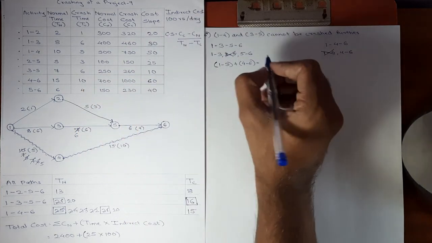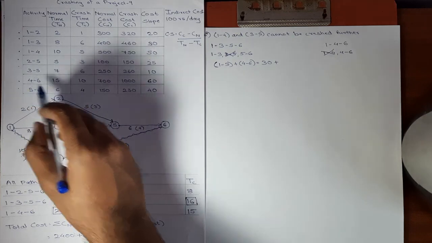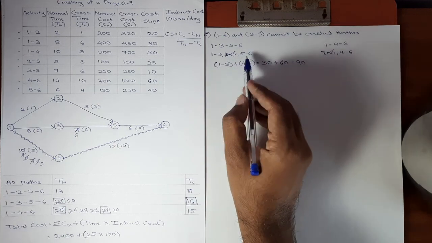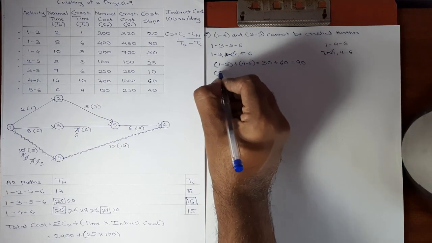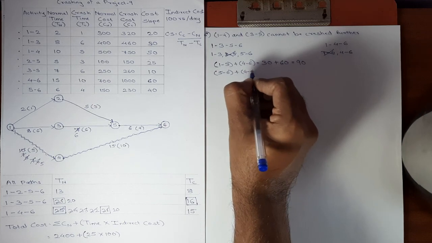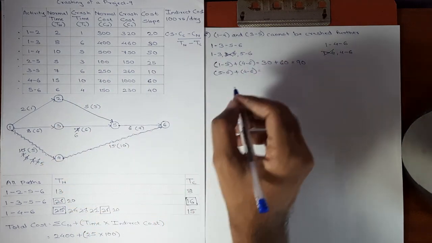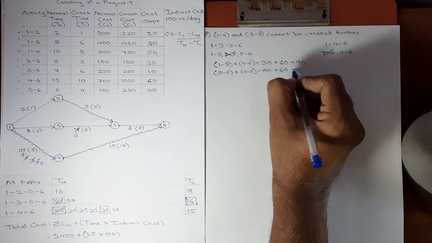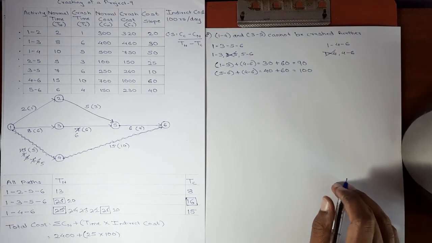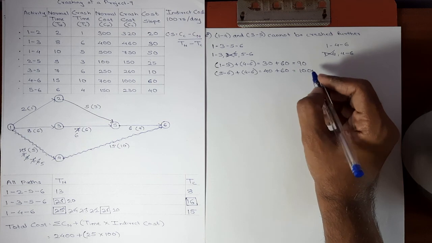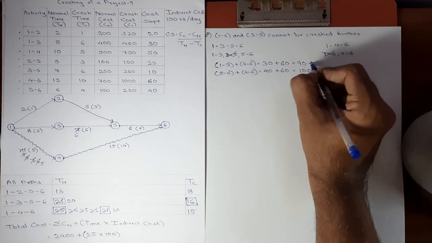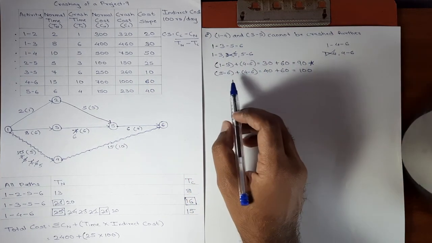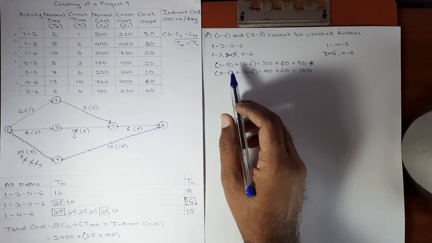Cost slope of 1, 3 is 30. Cost slope of 4, 6 is 60. 60 plus 30 is 90. Second combination will be 5, 6 plus 4, 6. Cost slope of 5, 6 is 40. And cost slope of 4, 6 is 60. 40 plus 60 is 100. Now again, which combination is having the least cost slope? First combination, right? So now in this step, that is in sixth step of crashing, we'll be crashing activity 1, 3 and 4, 6 by one day.